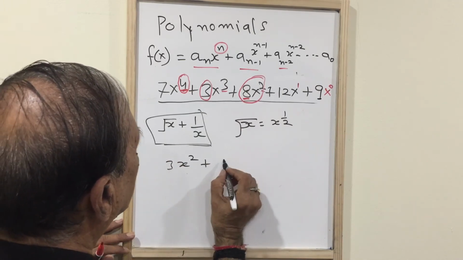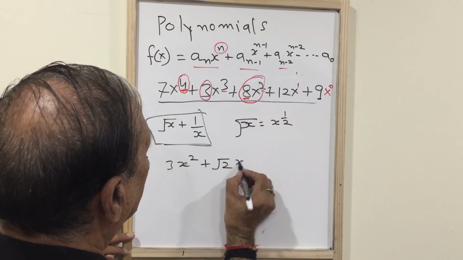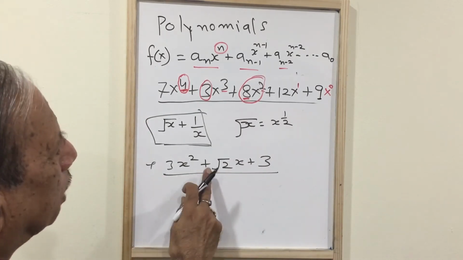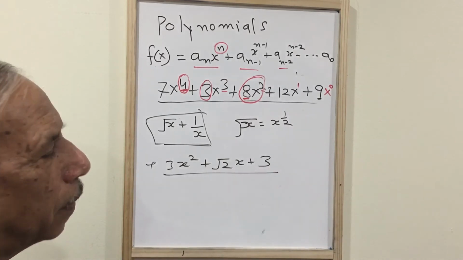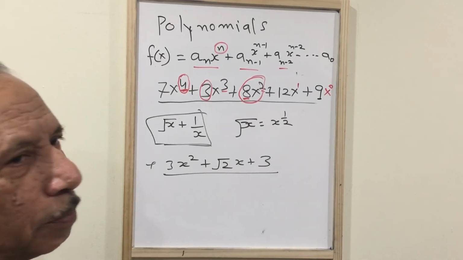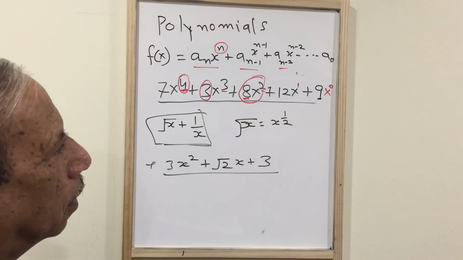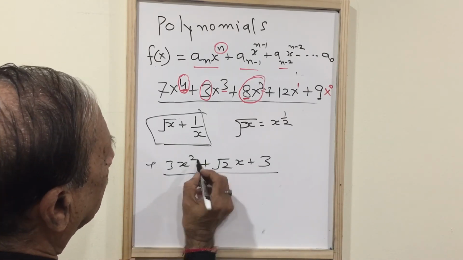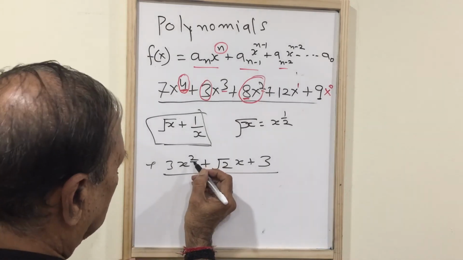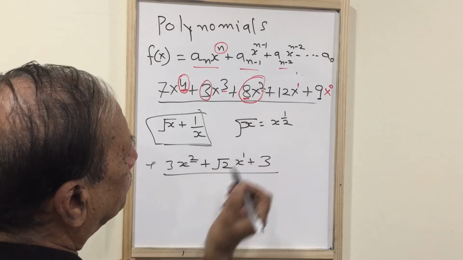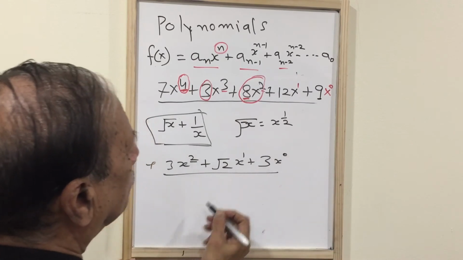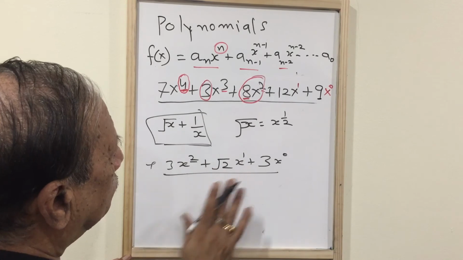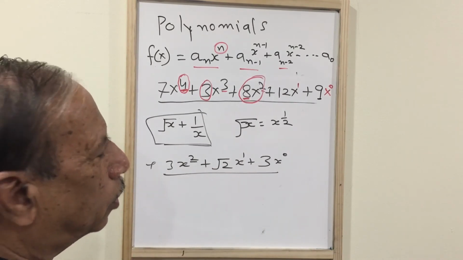I'll take one more example. This equation 3x square plus under root 2 x plus 3. Can we call this a polynomial? Of course, we can call it a polynomial because this variable has a positive exponent here. This is also positive and here also 0. So these are all positive whole number integers. So that's why it could be called a polynomial.